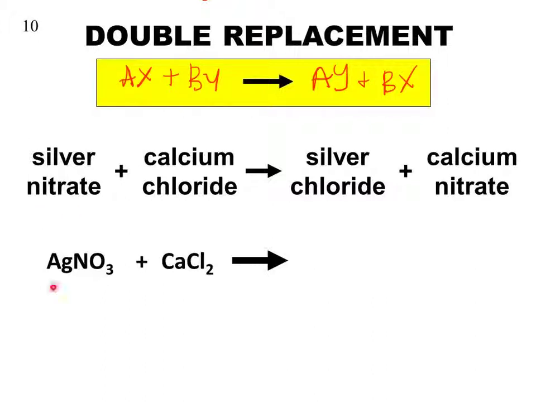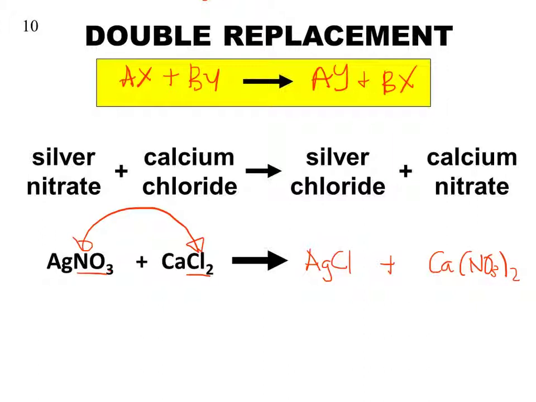So here is silver nitrate, AgNO3, and calcium chloride. And we're going to go ahead and swap to form silver chloride. So the nitrate and the chlorine are going to swap places, and you end up with AgCl plus calcium nitrate, CaNO3, 2. Now we still have to balance it, and if you balance it, you should have this: 2 silver nitrate plus 1 calcium chloride yields 2 silver chloride, plus 1 calcium nitrate.